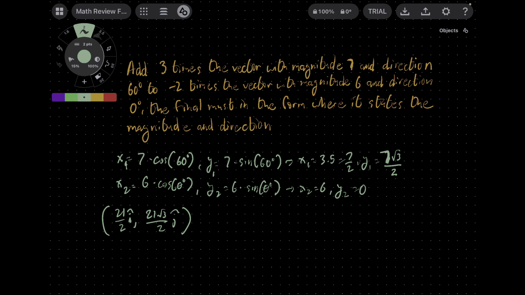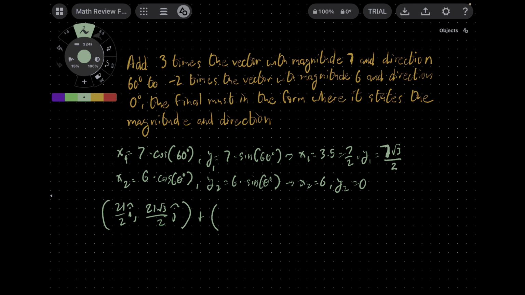Then we add that to 6 multiplied by negative 2, so plus negative 12 i hat. And then since it's 0, we're still going to have plus 0 j hat, so it's the same as it was earlier. So let's get to adding.